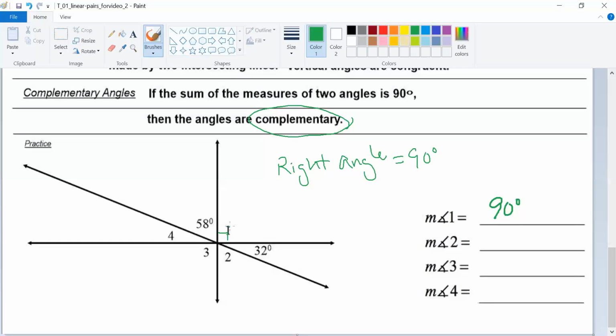So if the vertical angles are across from each other and they're formed by two angles, angle 1 and angle 3 would be the same. Angle 3 also has to be 90 degrees. That leaves us with a few others.